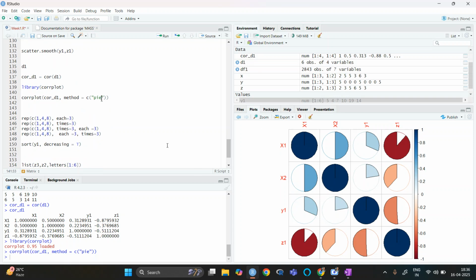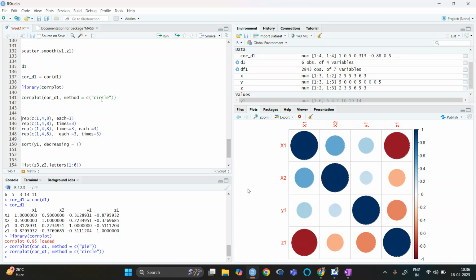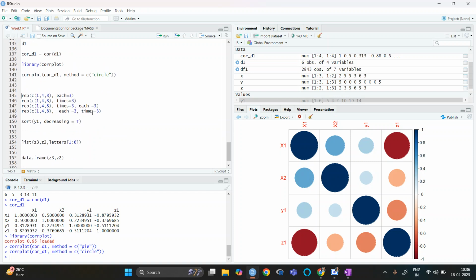Now here if you change it to circle, then it will show you in the circle form, and then you can practice with it. Okay, so these are regarding the basics of these plots.